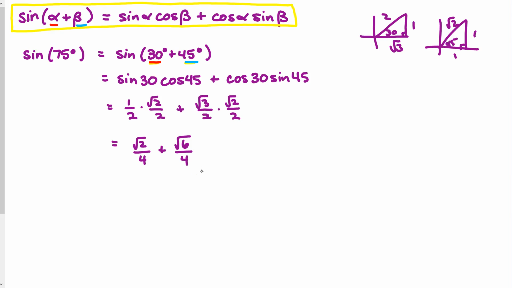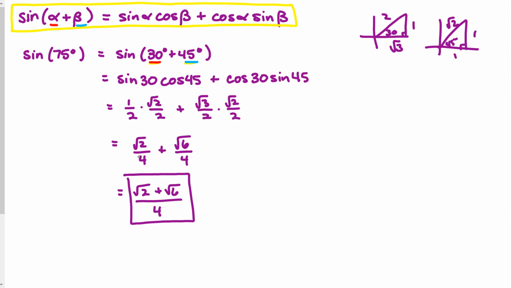And you could leave your answer like that. I'm perfectly fine with that. Or if you want to combine them into a single fraction, it's square root 2 plus square root 6 over 4. Just remember that you can't add square root 2 and square root 6. It's not like you get square root 8.